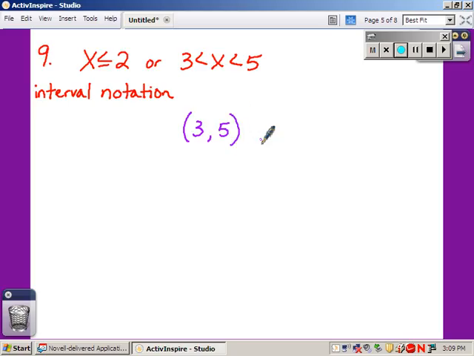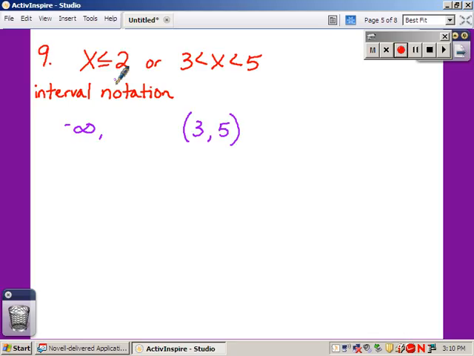This one might be a little bit more tricky because really what it says is all the numbers from 2 all the way down. So it means you could go as negative as 0, 1, 2... We call that negative infinity. That's the lowest number you have. And the highest number you ever get to for this side is all the way up to 2.